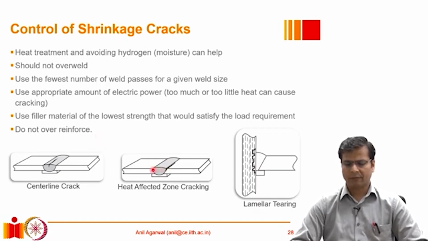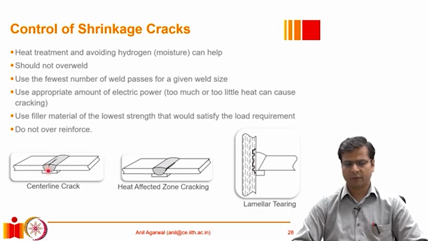Also, if the filler material is of higher strength, it usually has lower ductility. That means that it can crack easily. So typically it is recommended to go for the material that is of the lowest strength that would give us the required design capacity. If we are able to use a lower strength material and still get the required design capacity, there is no use going for a higher strength one. It's rather avoidable, because that would be more likely to crack.